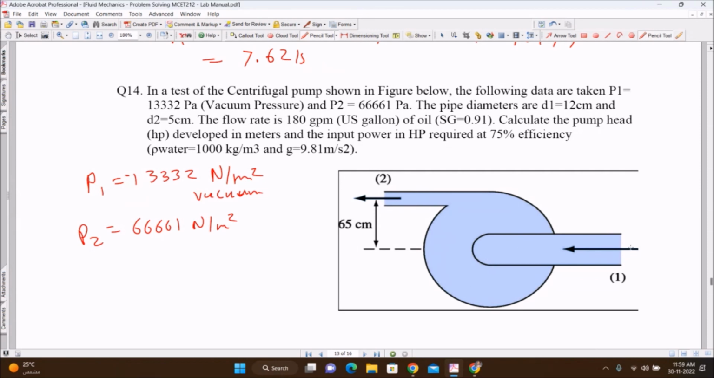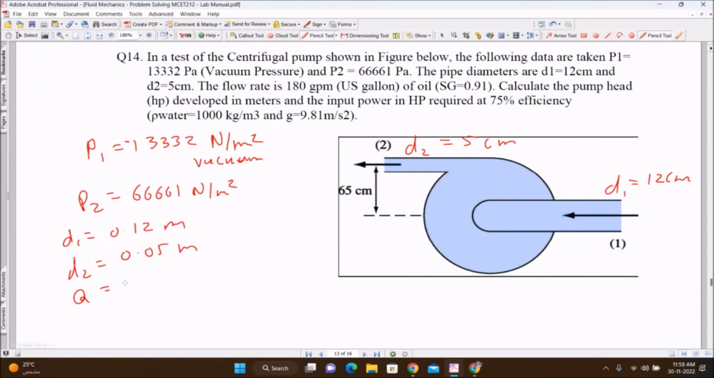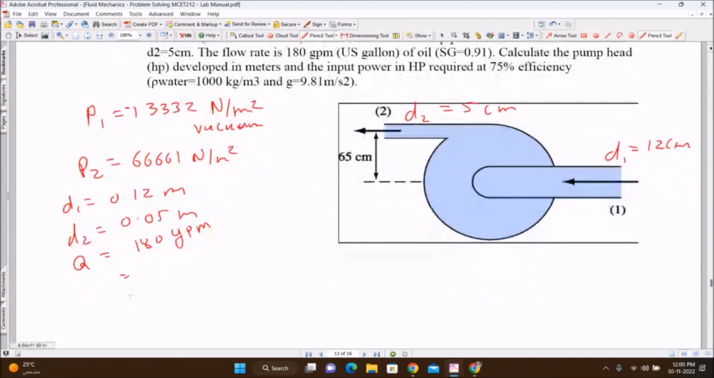The pipe diameter at inlet, this is D1 and this is D2. So D1 is given as 12 centimeter and D2 is given as 5 centimeter. Discharge is given as 180 GPM, gallon per minute. It is given in US gallon. So I need to write in meter cube per second, SI unit.